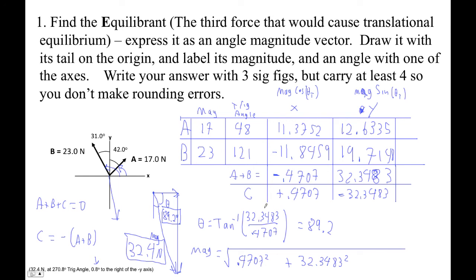That's another way to do it. I don't really care which way you do it. You do need to draw a picture of it. You do need to label the magnitude and some angle. You could label that one 0.8, or this one 89.2, or you could be gung-ho and tell me what the trig angle is, right?